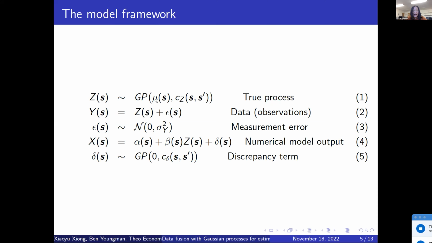So note that both these sources, Y(s) and the model output X, are conditional upon the true process Z(s). So this model is in principle able to coherently add more data sources.